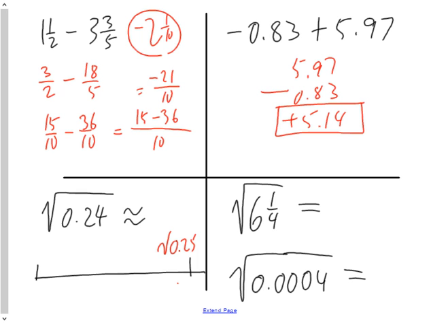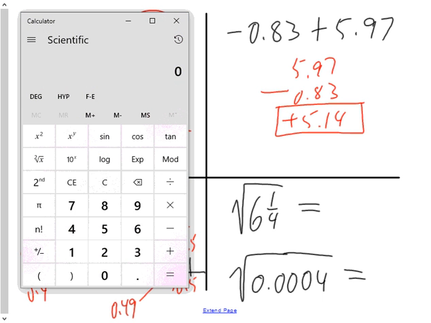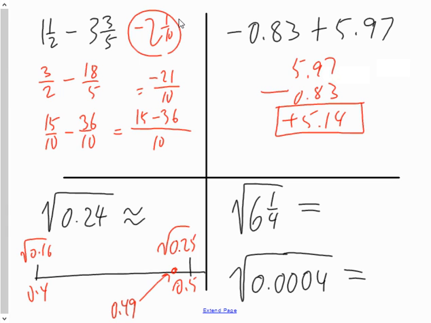The square root of 0.25 is 0.5. And the square root of 0.16 would be over here, which is 0.4. 0.24 would be there, which makes it 0.49, 0.48. If you check with a calculator, what is the square root of 0.24? 0.49. So pretty close.